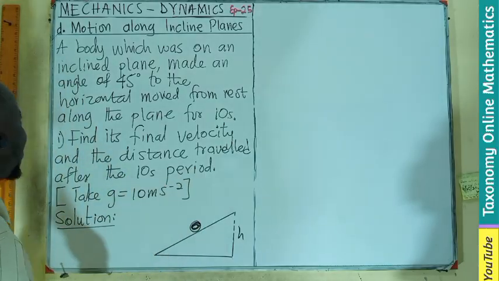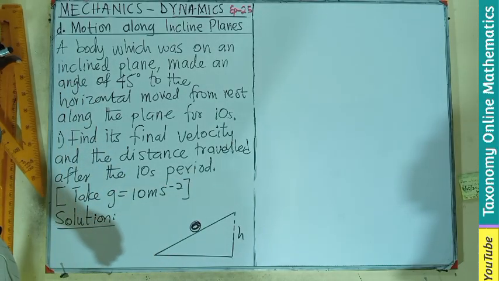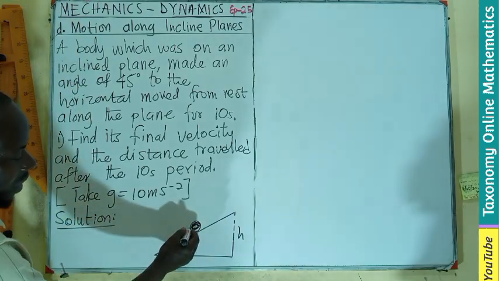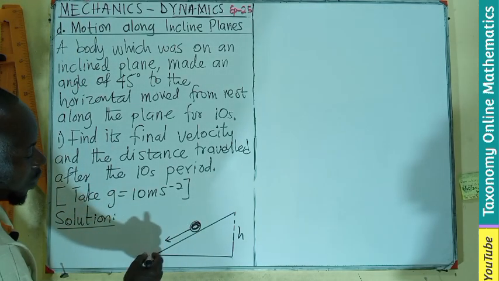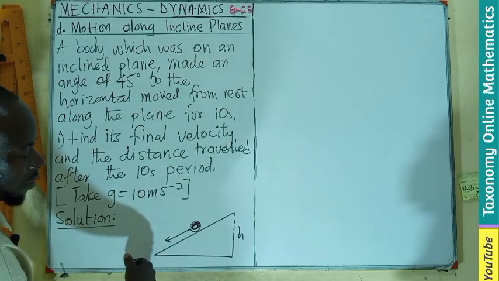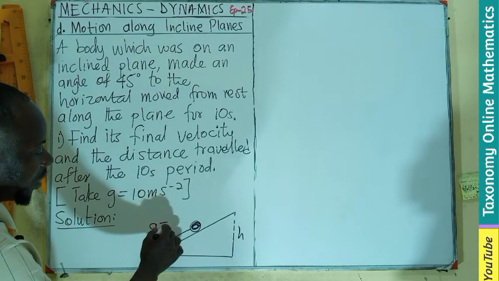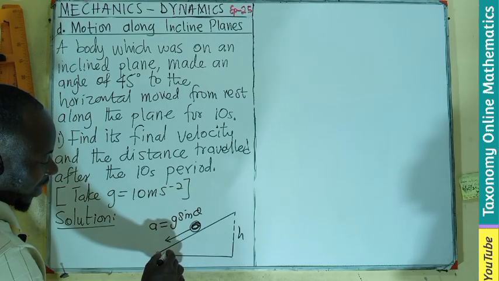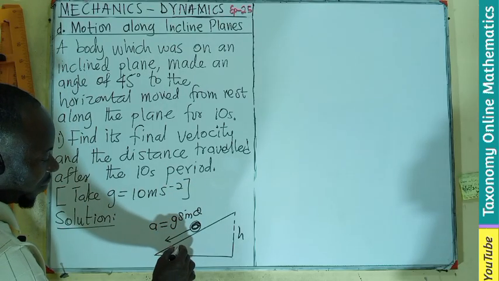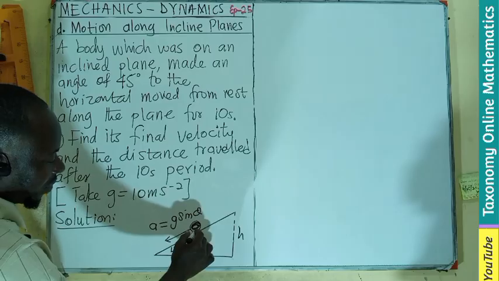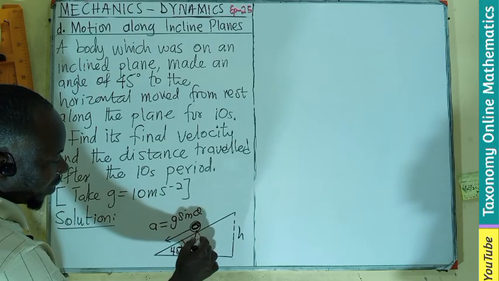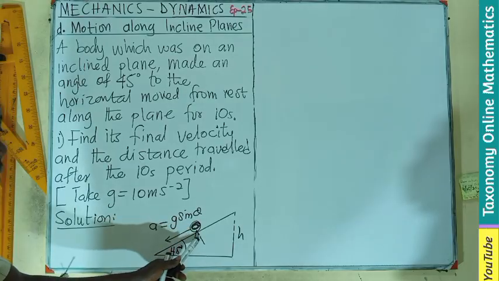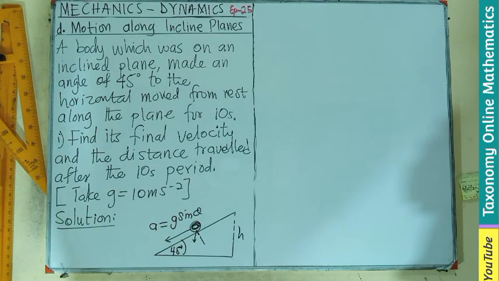Since nothing has been said about whether it is a rough surface, it is taken as a smooth surface. It is going to move down with an acceleration. Remember, the acceleration is equal to g sine theta, and that theta is the 45 degrees we have here. This is the weight, and this is the normal reaction, which also has the angle of 45 degrees.